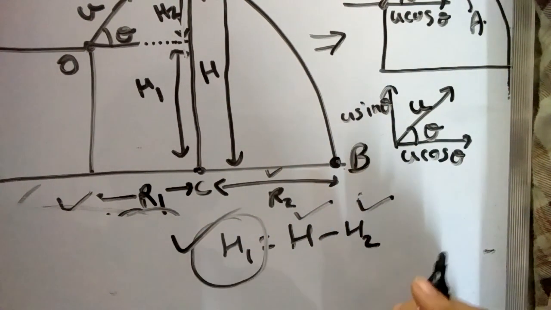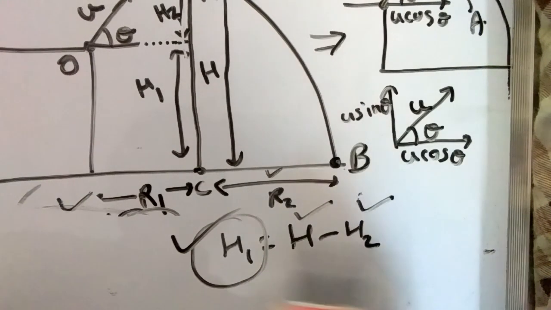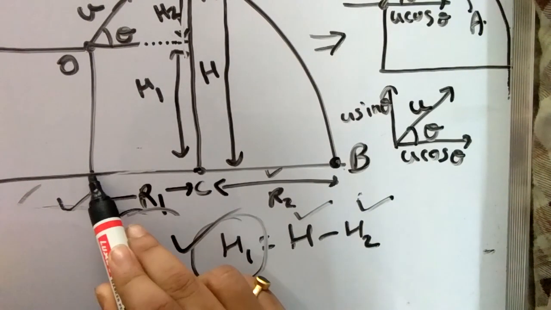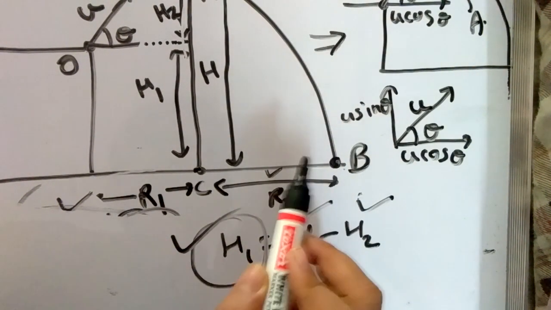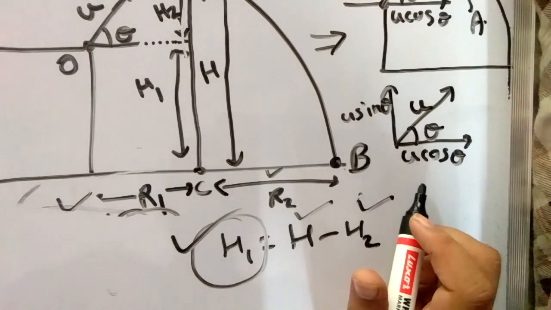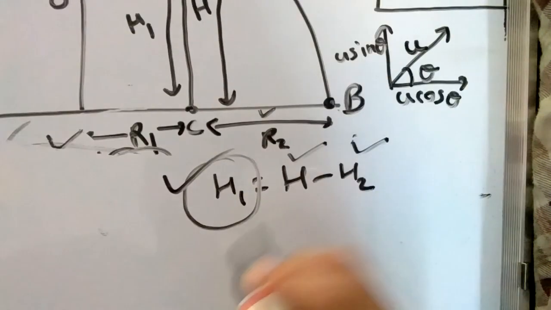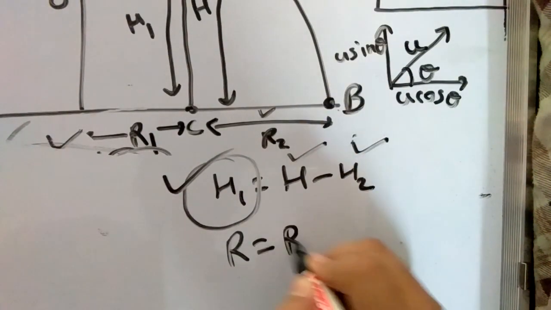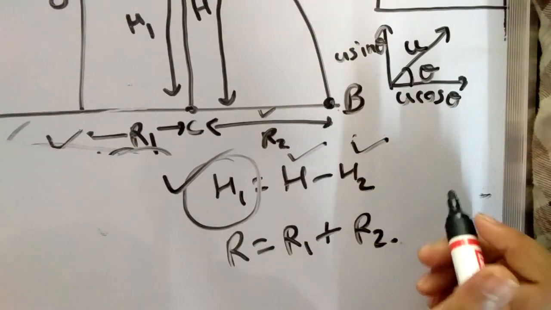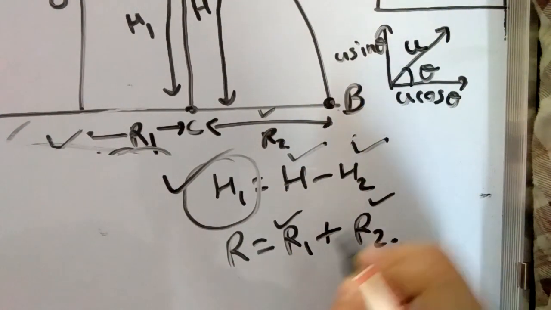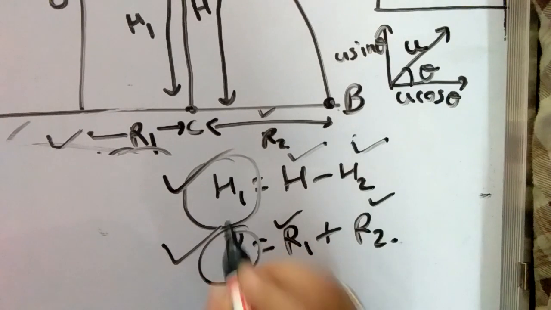So we calculated h1. Now next we want to find r. R is the distance from here to here, meaning r1 plus r2. We have both r1 and r2. So total range I will write like this: r1 plus r2, right? We know r1, we know r2. If we add both of them, we will get r.